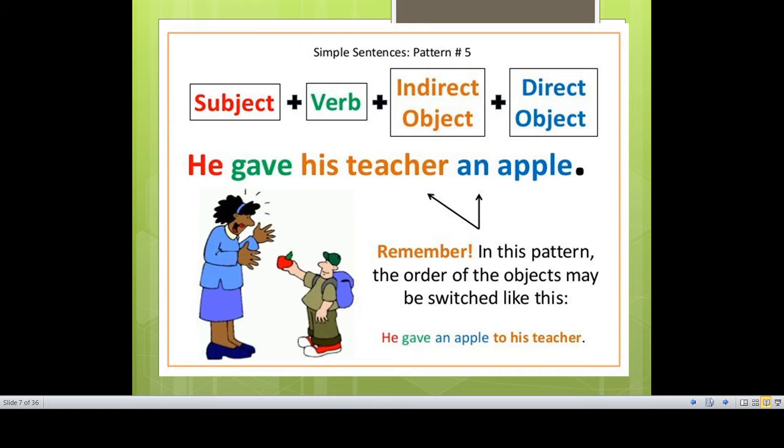So if you raise the question, what did he give his teacher? Of course, it's an apple. So that's your direct object. And to whom has he given the apple? It's to his teacher. That's your indirect object. So in this pattern, the order of the objects may be switched. He gave an apple to his teacher. You can write that way, or he gave his teacher an apple. Both are right.